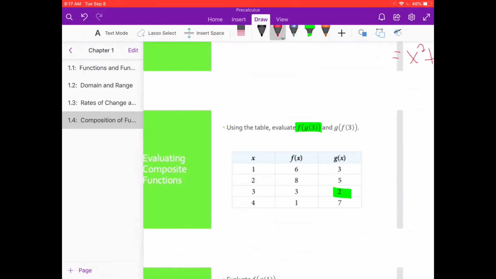So that means we're going to look for f of 2. So go in the x column down to 2, over to f, which gives us 8. So f of g of 3 is 8.